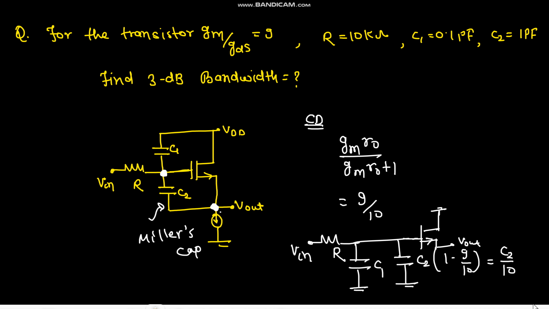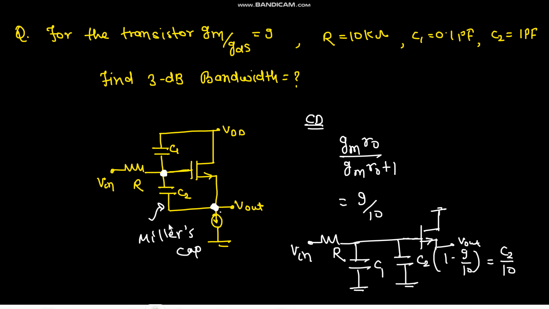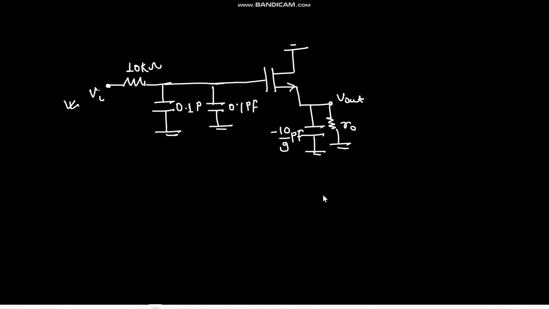So I need to draw the circuit on the next page. Yes. So this would be your final circuit, right? What I did, I simply applied Miller's cap here. So this C2 would be 0.1 into C2, so it would be 0.1 picofarad, R equals 10 kilo ohm, and at this side, at Vout, we will have C2 into 1 upon 1 minus 1 by Av. So it would be 1 upon 1 minus 10 by 9, so it would be minus 1 by 9 into 10, so it would be minus 10 by 9 picofarad.